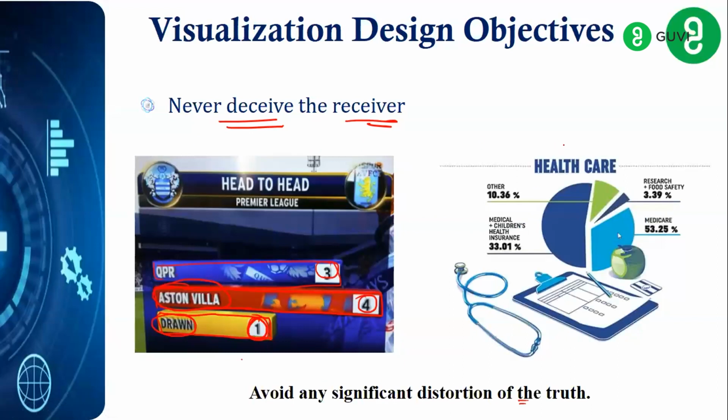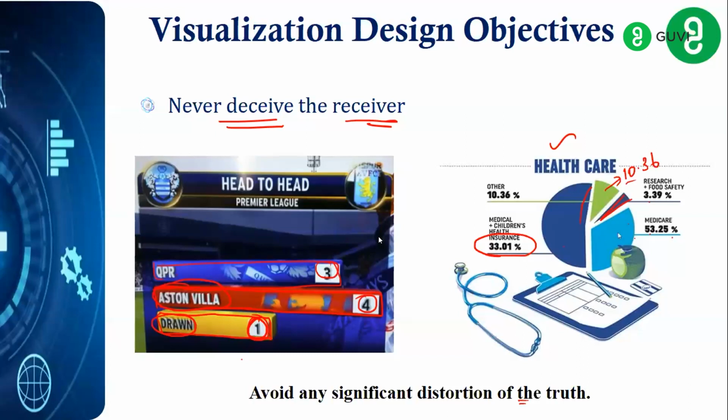And similarly, by observing this visual representation, this green color is for 10 percentage. They have represented it like this only. Okay, 10.3. And this small portion is for 3.3, and this portion is for 53.5, and this portion is for 33.03. Can you tell me whether this visual is correct or not? This is not a correct visual, right?